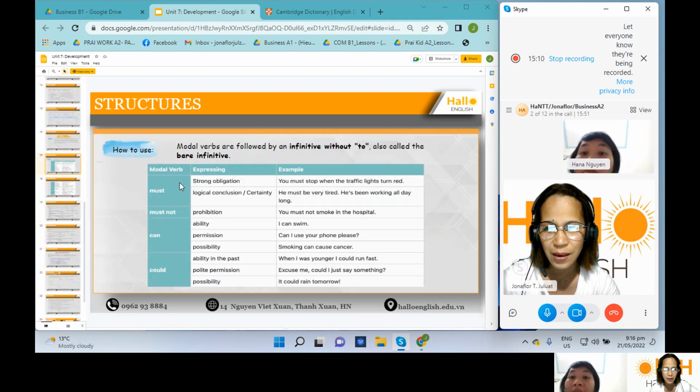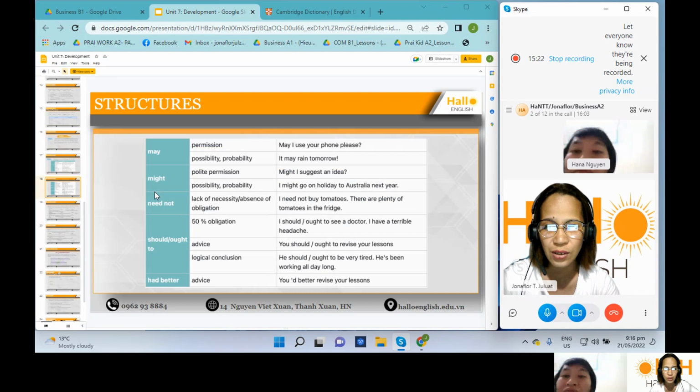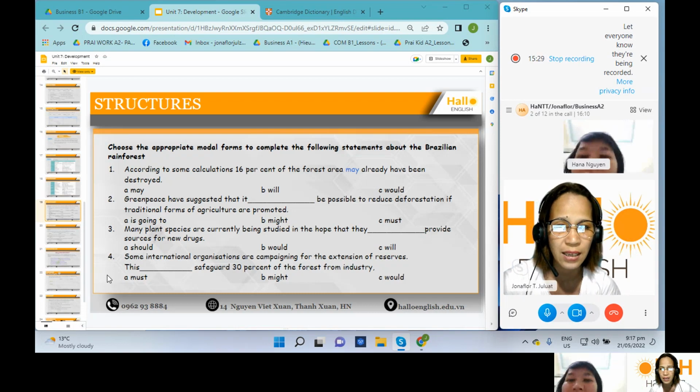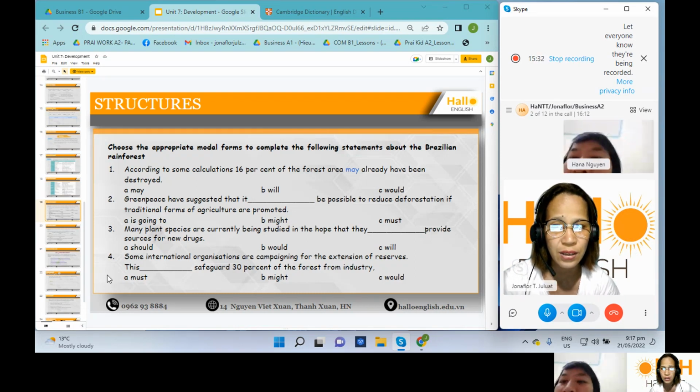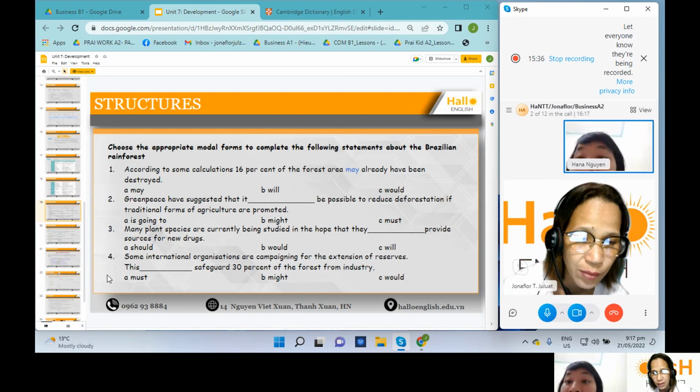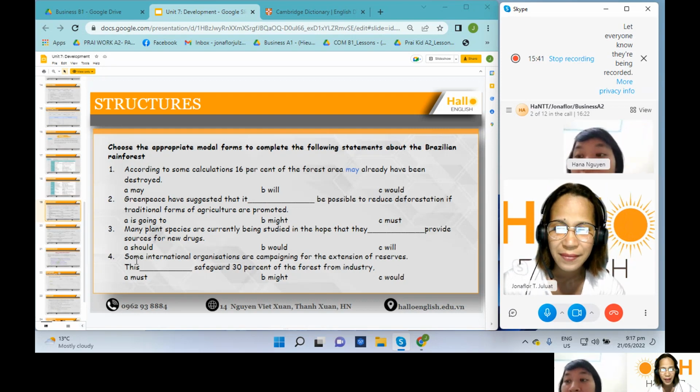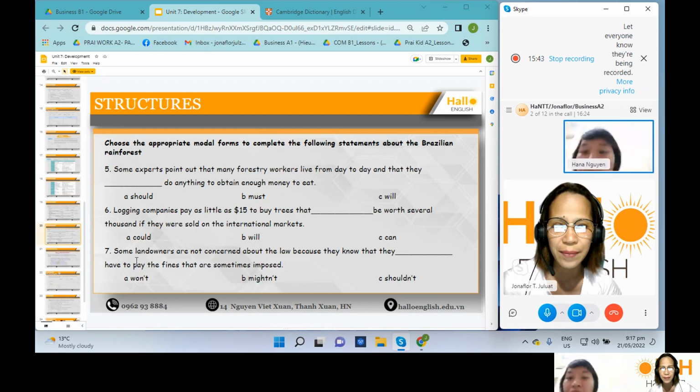Okay, let's go back. Must is for strong obligation and logical conclusion or certainty. So strong obligation. Some international organizations are campaigning for the extension of reserves. So this extension of reserves must safeguard 30% of the forest from industry. All right.